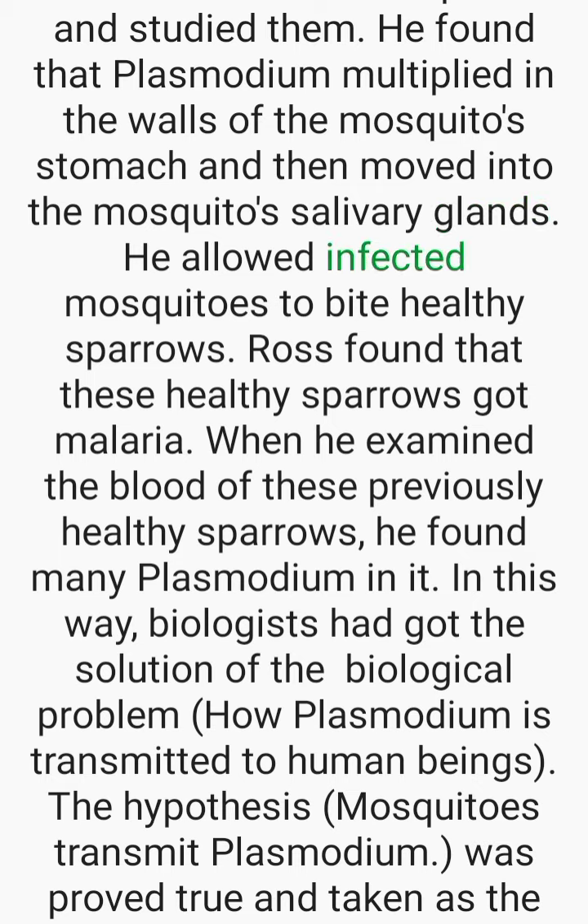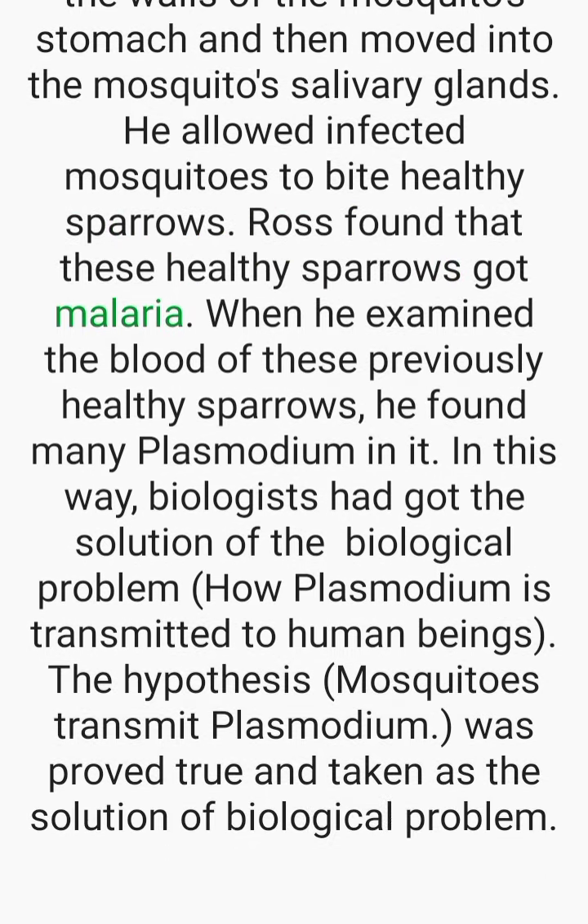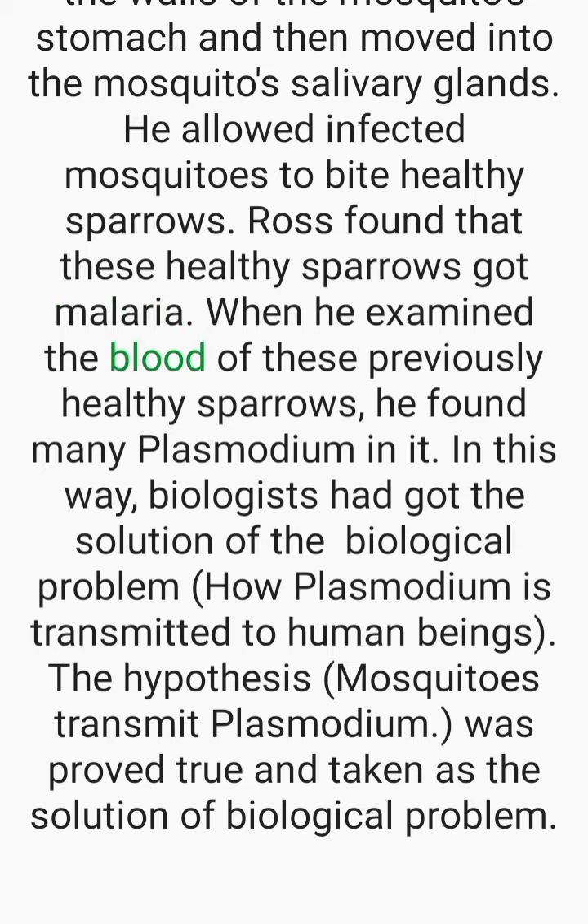He allowed infected mosquitoes to bite healthy sparrows. Ross found that these healthy sparrows got malaria. When he examined the blood of these previously healthy sparrows, he found many Plasmodium in it. In this way, biologists had got the solution of the biological problem, how Plasmodium is transmitted to human beings. The hypothesis mosquitoes transmit Plasmodium was proved true and taken as the solution of biological problem.